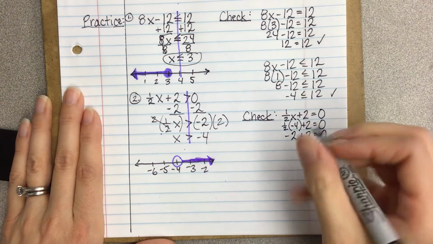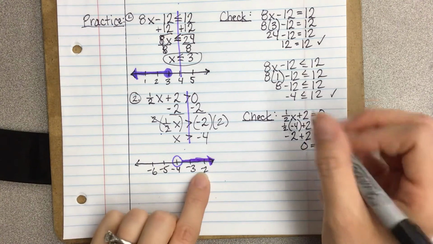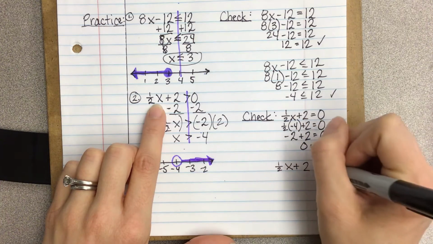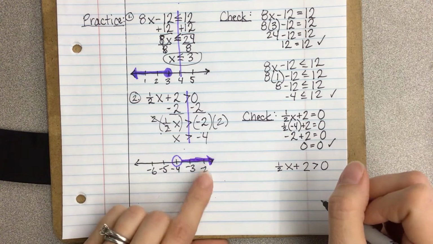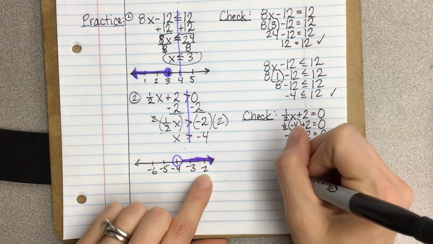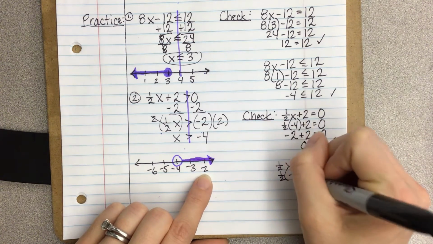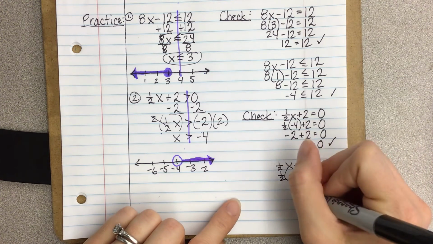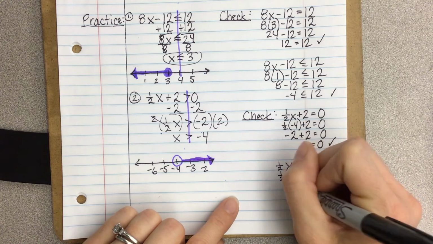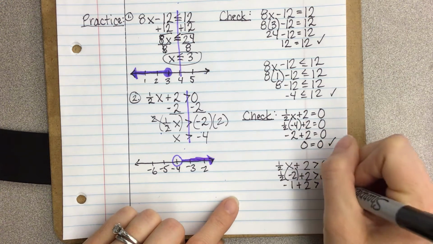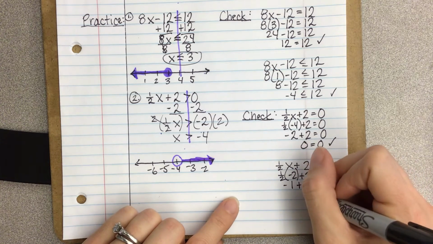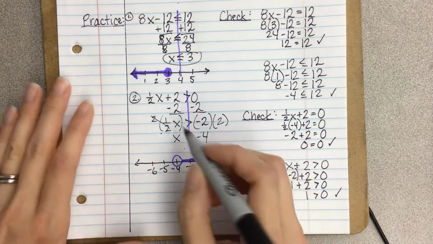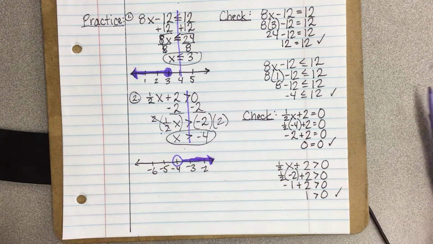Now I'm going to check to make sure that the shaded area is correct. I'm going to write down my original inequality up here. And I'm going to choose to plug in negative 2 because negative 3 times a half is going to be a little trickier than negative 2 times a half. So this is positive times a negative is a negative. A half of 2 is 1, so this will be negative 1. Negative 1 plus 2 is 1. 1 is greater than 0. So our inequality is correct and our graph is correct.